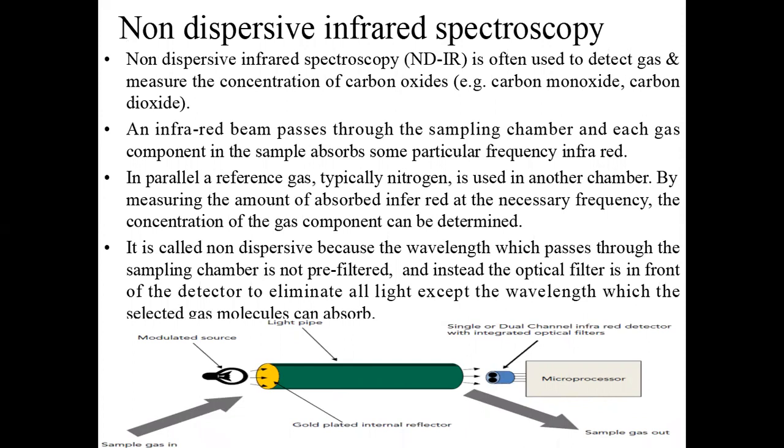It is called non-dispersive because the wavelength which passes through the sampling chamber is not pre-filtered, and instead the optical filter is in front of the detector to eliminate all light except the wavelength which selected gas molecules can absorb.